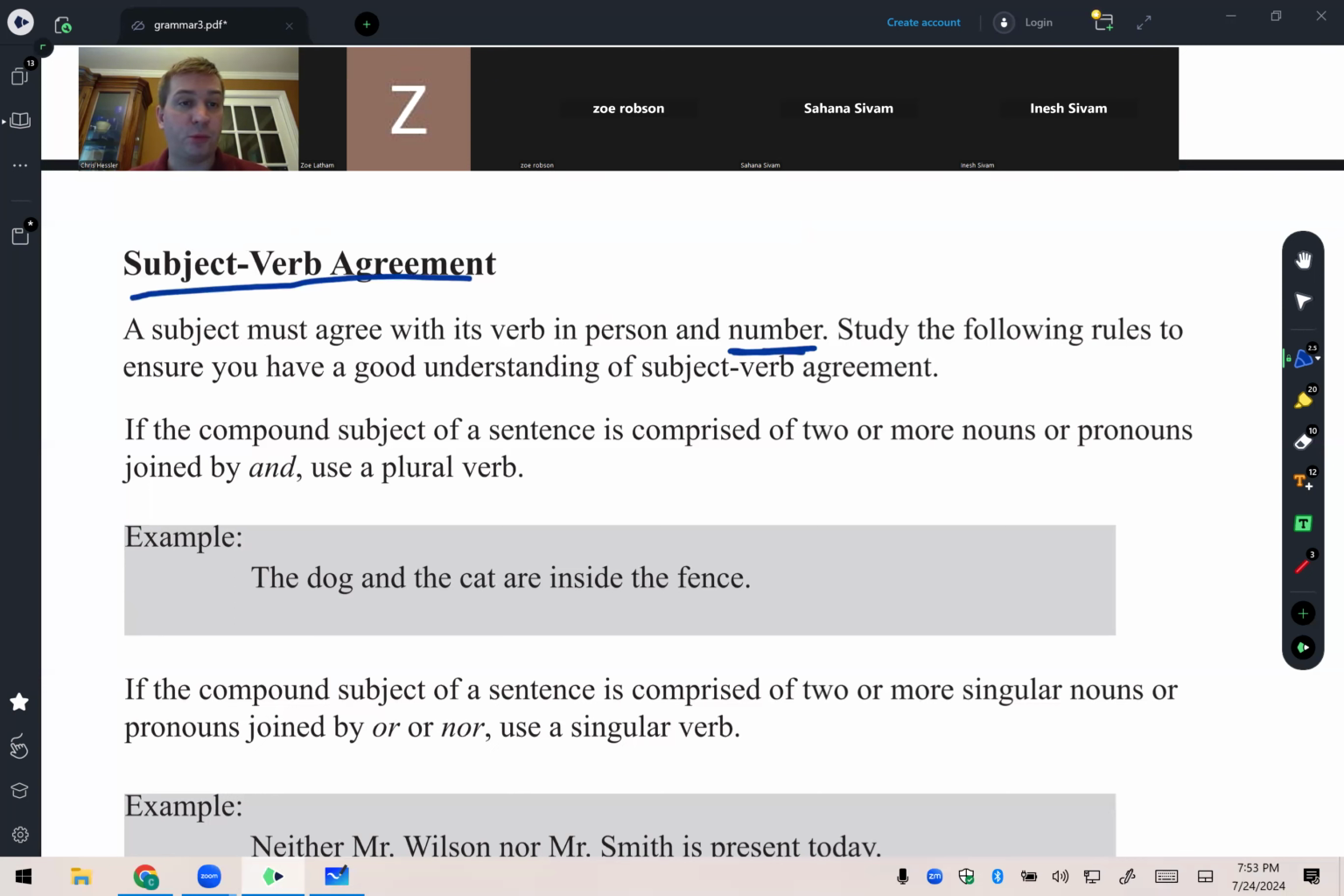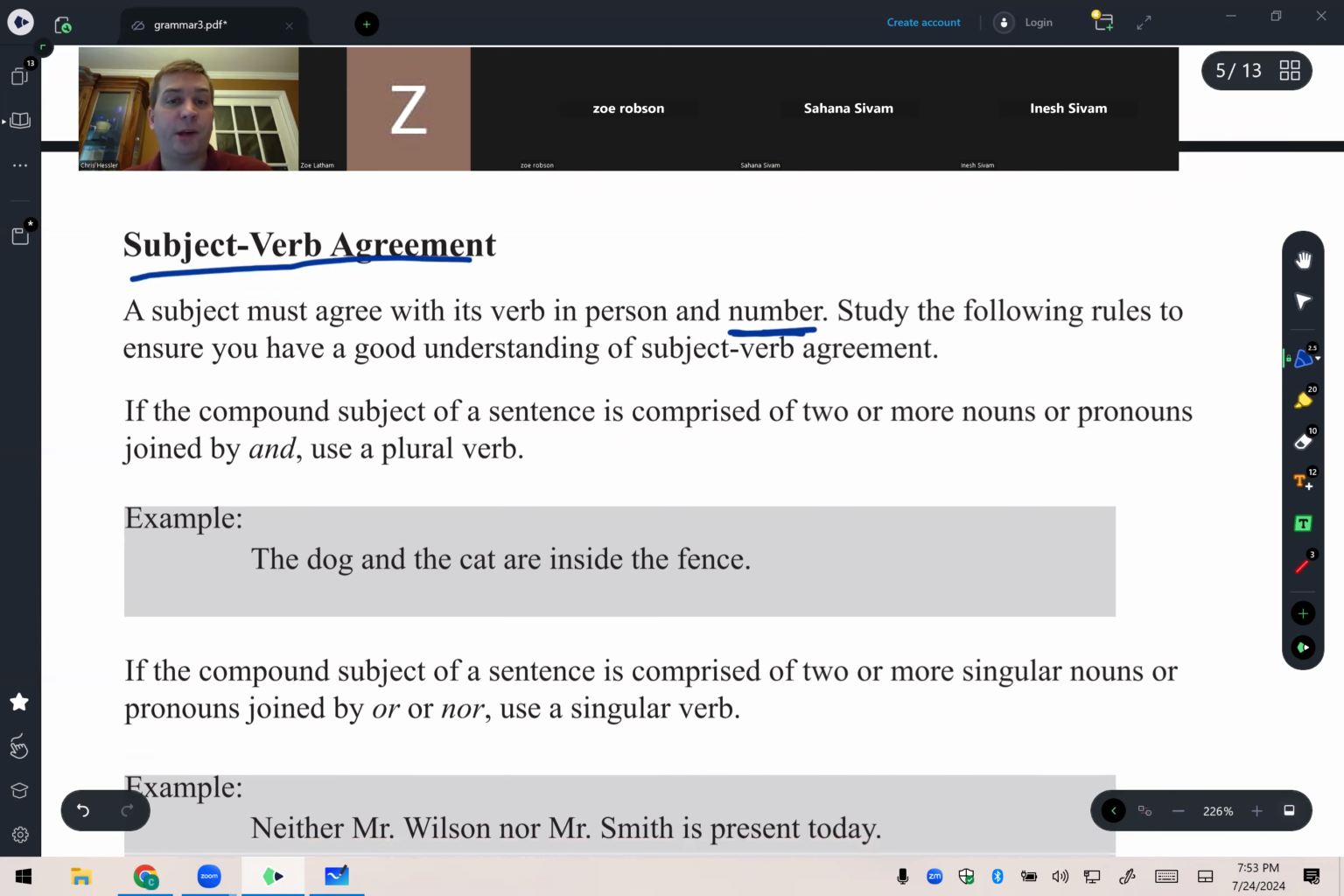So I'm just going to go over some rules. We're going to consider, okay, what if our subject is plural? Well, the verb is going to take a plural form. If our subject is singular, we're going to use a singular verb form, that sort of thing, because there always must be subject-verb agreement.